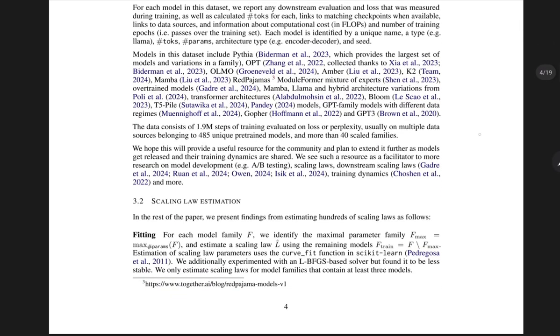Okay. So the data consists of 1.9 million steps of training evaluated on loss or perplexity, usually on multiple data sources belonging to 485 unique trained models. If you don't know about perplexity, I made a specific video on that. You guys can go and watch that.